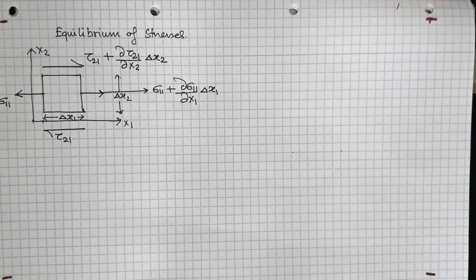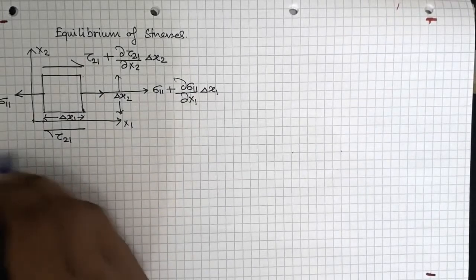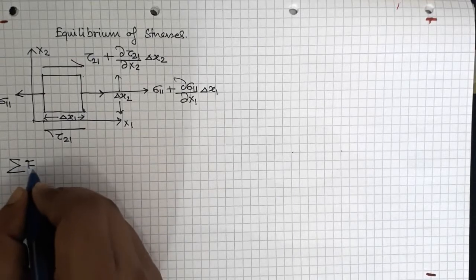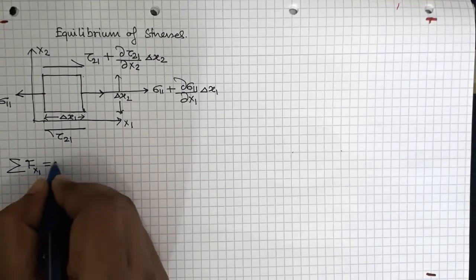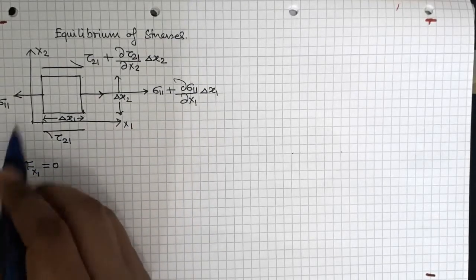so in order to have equilibrium of stress, in order to have that this stress element is not moving, it is in equilibrium, I will have to have force balance in all directions, right? So let us do the force balance in x1 direction. So for that I have to do summation of forces in x1 direction equal to 0, right? So what are the forces in x1 direction?